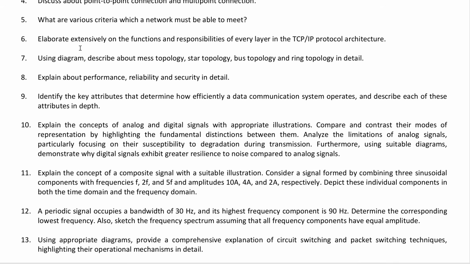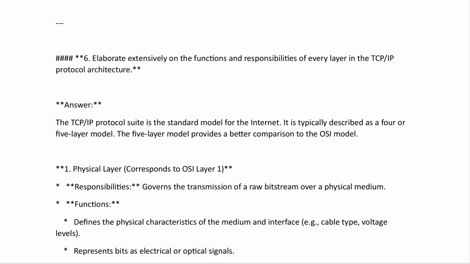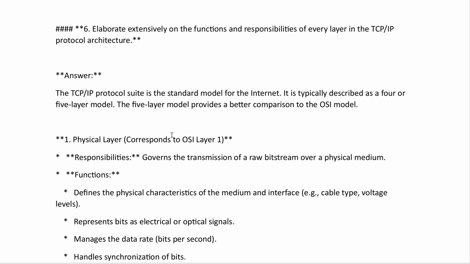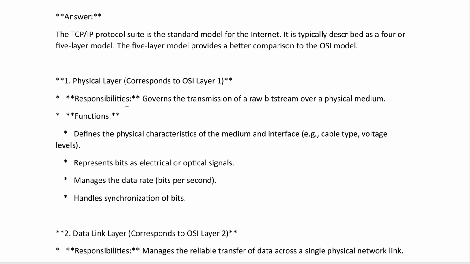Next question is question number 6, that is, elaborate extensively on the functions and responsibilities of every layer in TCP/IP, that is, Transmission Control Protocol/Internet Protocol architecture. The TCP/IP protocol suite is the standard model for the internet. It is typically described as a 4 or 5 layer model. The 5 layer model provides a better comparison to the OSI model.